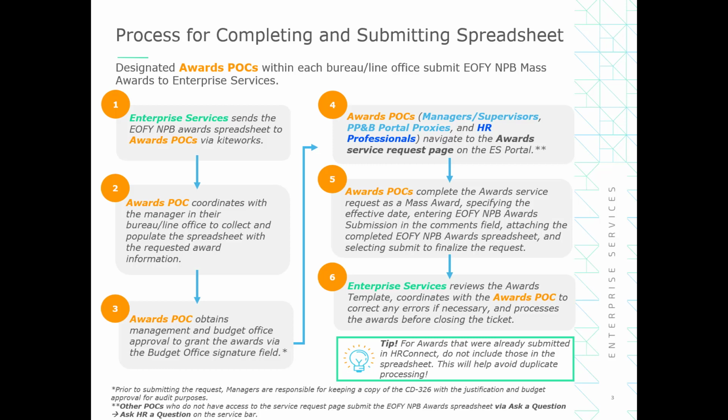If you are a manager, portal proxy, or HR professional, navigate to the Award Service Request page in the portal and select Award Type, Mass Award. Note that you will be submitting the spreadsheet you received from Enterprise Services via Kiteworks, not the Mass Awards template on the service request. If you do not have access to the Award Service Request, you will submit the spreadsheet via Ask HR a Question.